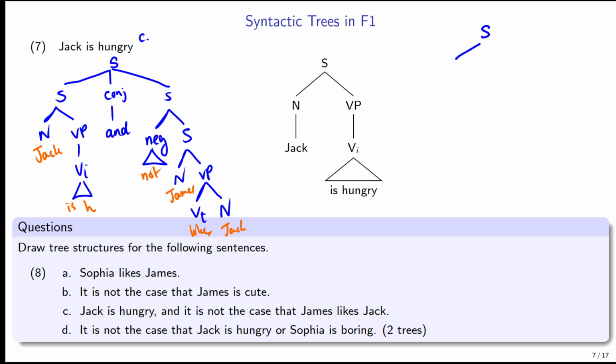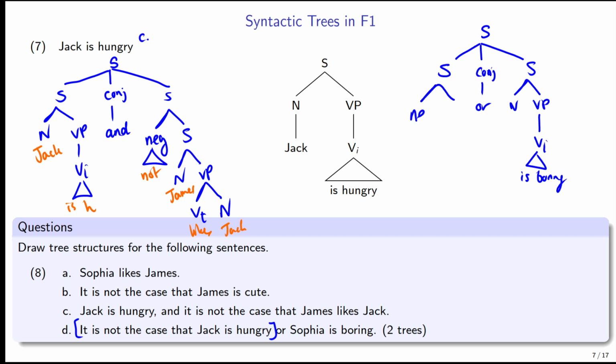Our first one, let's just have negation, modify, what do we want? Let's do it is not the case that Jack is hungry or Sophia is boring. So we have a conjunction in the middle, which is going to be or. On the right side, we're going to have Sophia is boring. So this is going to be our noun subject, a verb phrase with an intransitive verb, which is boring. On the left side, we're going to have it is not the case that Jack is hungry.